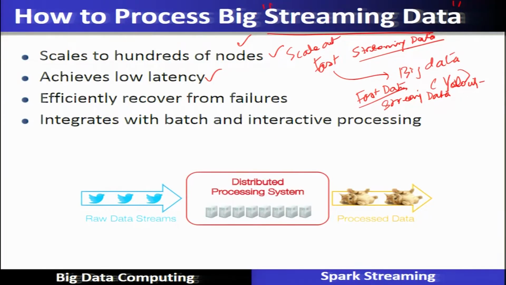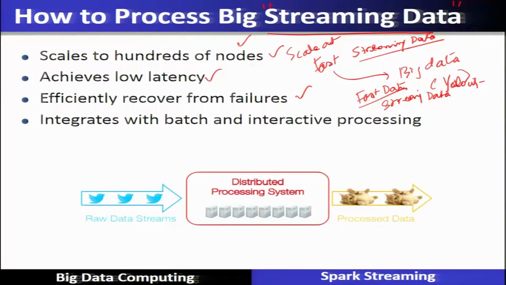Now, another requirement is how to deal with failures, and not only how to deal with failures, but how to efficiently recover from them, so that it can be tolerated by the applications which are monitoring events in real time. So we have to deal with failure recovery, so that it can cater to real-time applications which are based on streaming data.